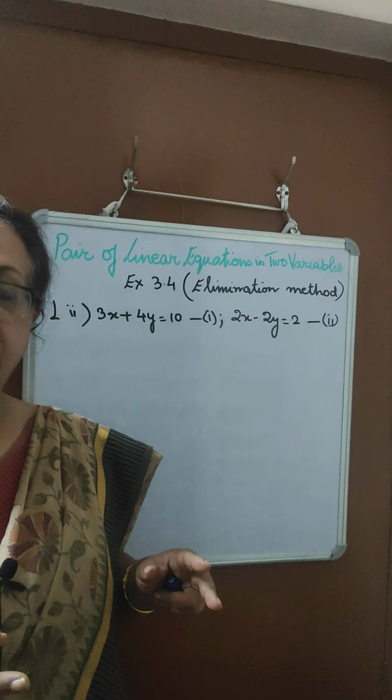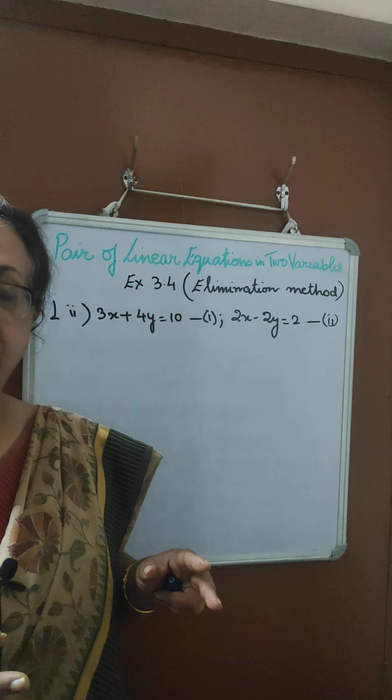3x plus 4y equal to 10. This is the first equation, and the second one is 2x minus 2y equal to 2. This is the second equation given. Now we will be solving this by elimination method.